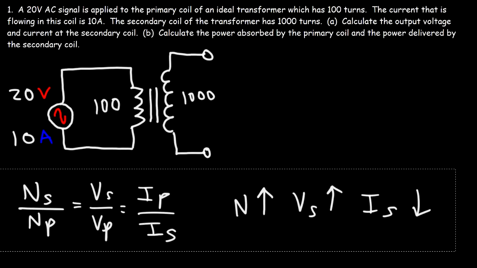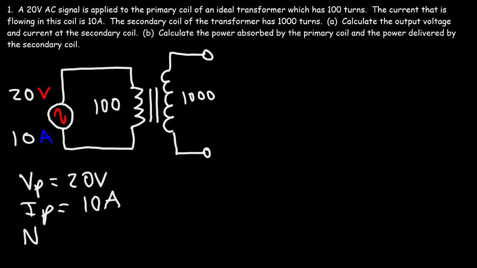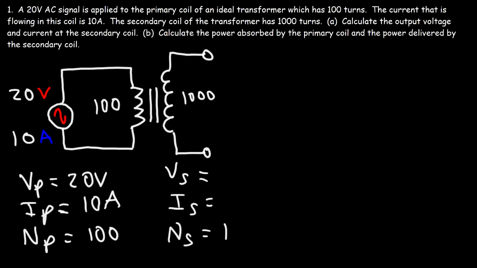So let's write down what we know. On the left side, the primary voltage is 20. The primary current is 10 amps. And the number of turns in the primary coil is 100. Our goal is to calculate the secondary voltage and the secondary current. Now we have the number of turns in the secondary coil, which is 1000.